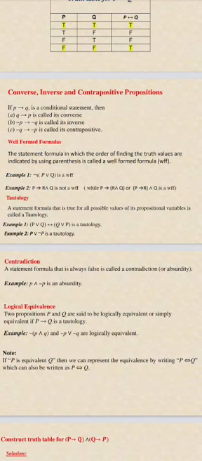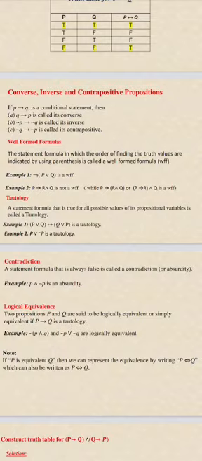Next one is converse, inverse and contrapositive propositions. Take the conditional statement P implies Q. The converse is Q implies P. Given the statement P implies Q, the statement Q implies P is called the converse statement.